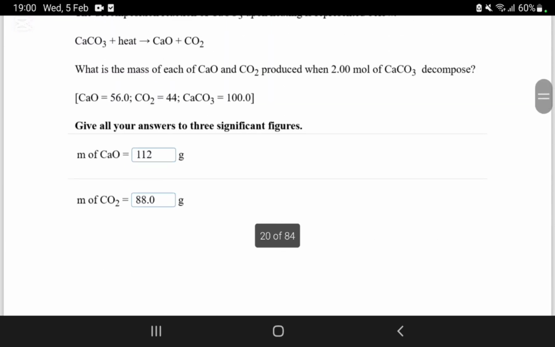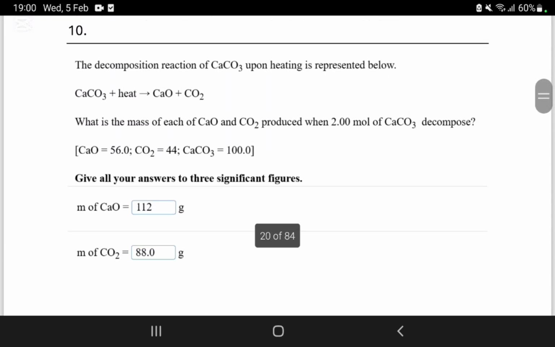Number 10. What is the mass of each of CaO and CO2 produced when 2 moles of CaCO3 decompose?